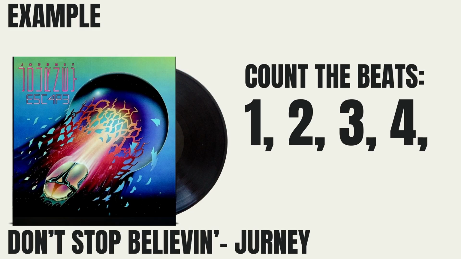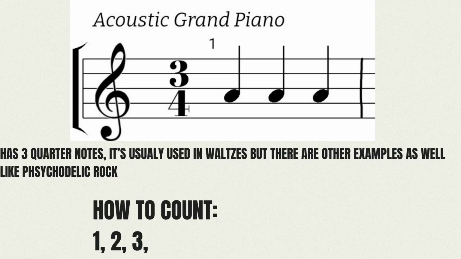Now we're going to get into different time signatures. So 3/4. I'm going to help you again with this one, and after that I'll let you figure out the rest. The top number is 3 and the bottom number is 4, so there are 3 quarter notes. You count it 1 2 3, 1 2 3. It's used in waltzes, or it could maybe even be used in psychedelic rock.